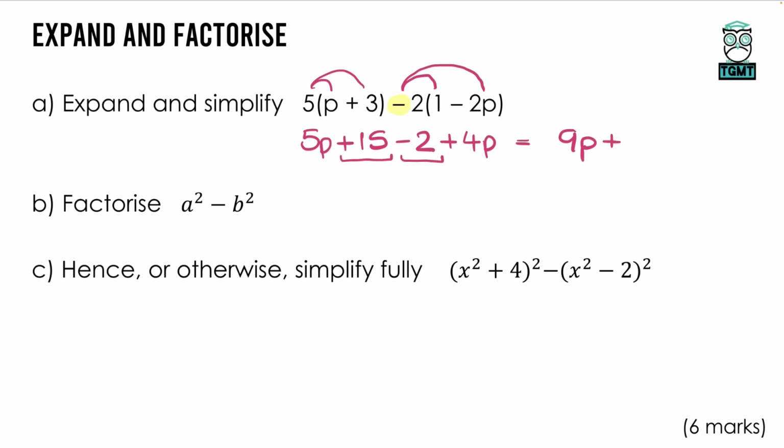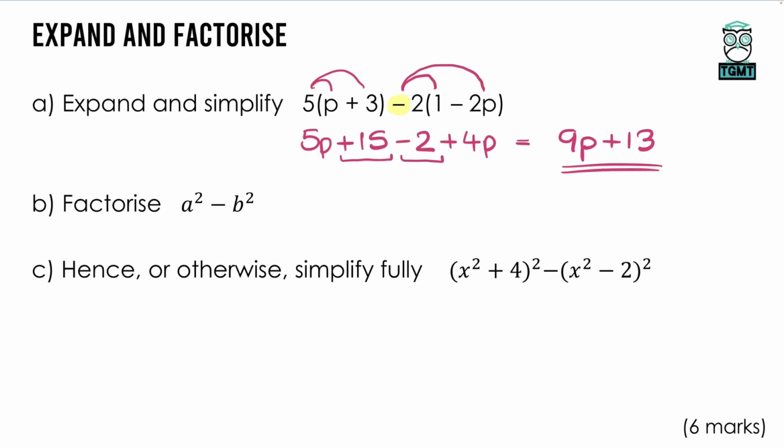So that's plus 13 in total. And there we go, we get 9p plus 13. Now this next part here is a little bit of a strange quadratic. We have a squared minus b squared. We're being asked to factorise that.